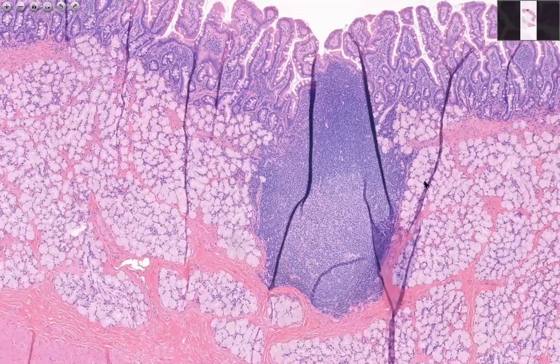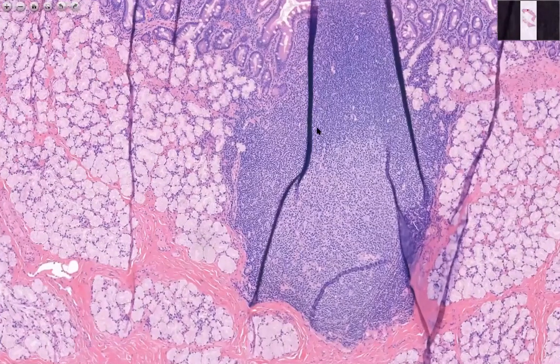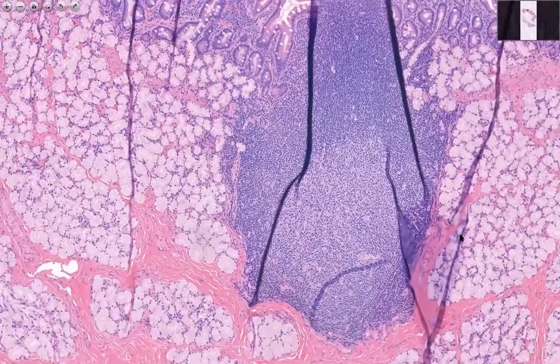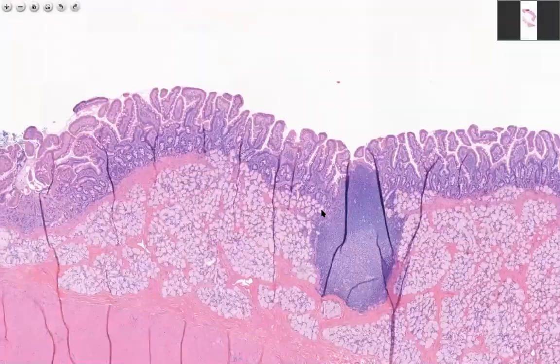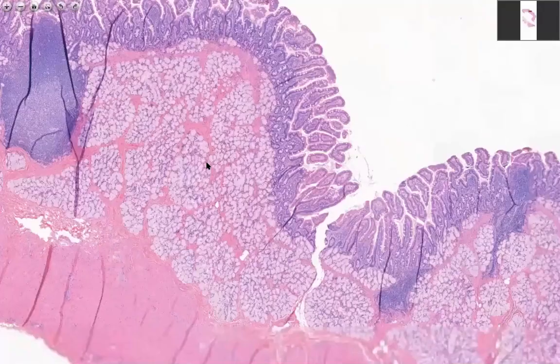In the small and large intestine, we can also see lymphoid aggregates with relative frequency. Some of them might be reactive and have germinal centers, some of them are just normal lymphoid aggregates, and these are normal constituents of the tubular gut as well.